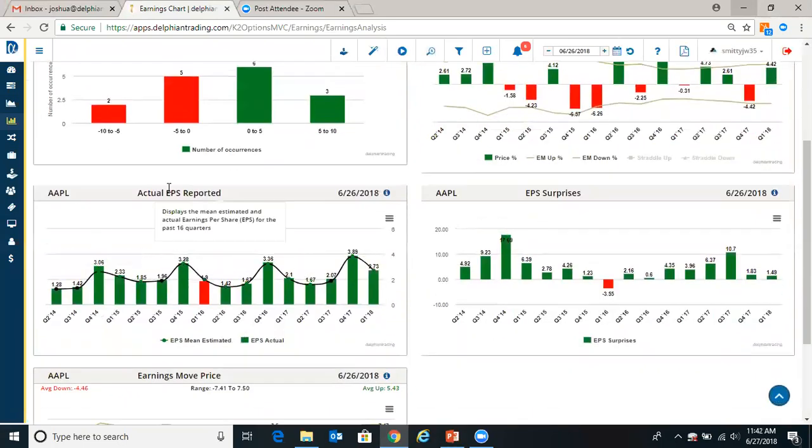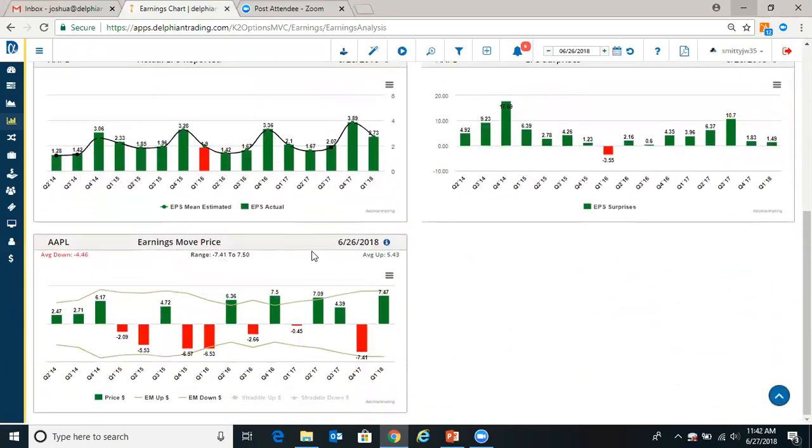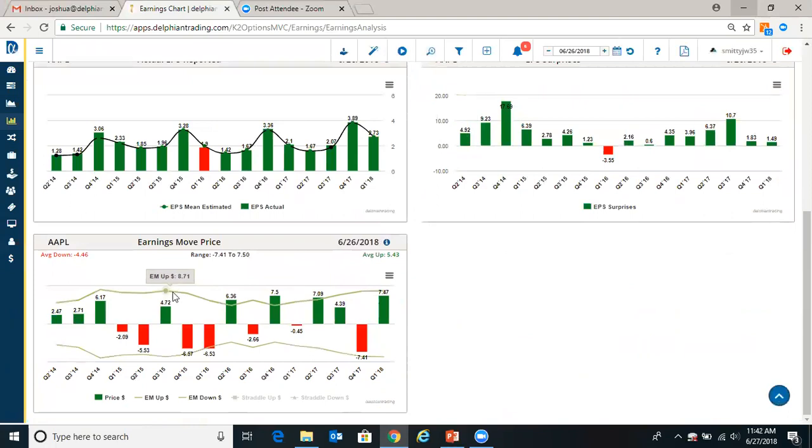Here's the actual reported EPS. So you have the actual and then an estimated. You can tell whether it's a beat or not. And to the right, you see the surprises based off the estimated and the actual reported EPS. This is similar to the expected move, except this one is in dollar terms. So it gives you the dollar expected move and tells you how much the stock moved dollar-wise.